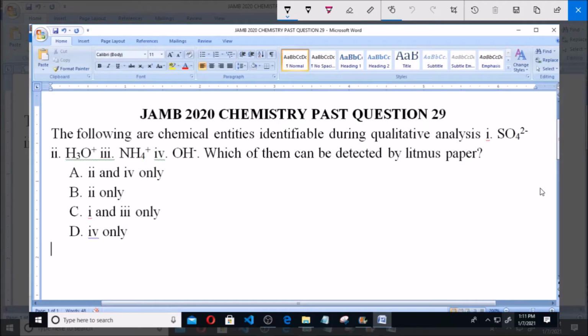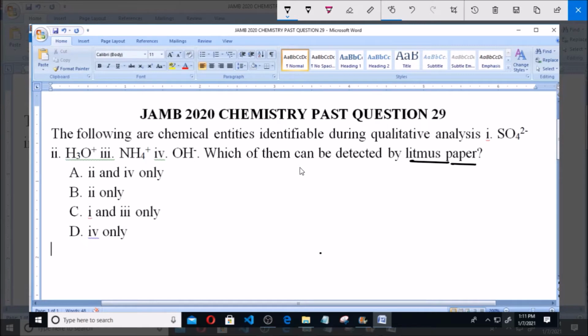I will be answering JAMB 2020 Chemistry Past Question 29. The following are chemical entities identifiable during qualitative analysis: 1. SO4 2 minus, 2. H3O plus, 3. NH4 plus, and 4. OH minus. Now this is a sulfate ion, hydroxonium ion, ammonium ion, and hydroxyl ion. Which of them can be detected by litmus paper?